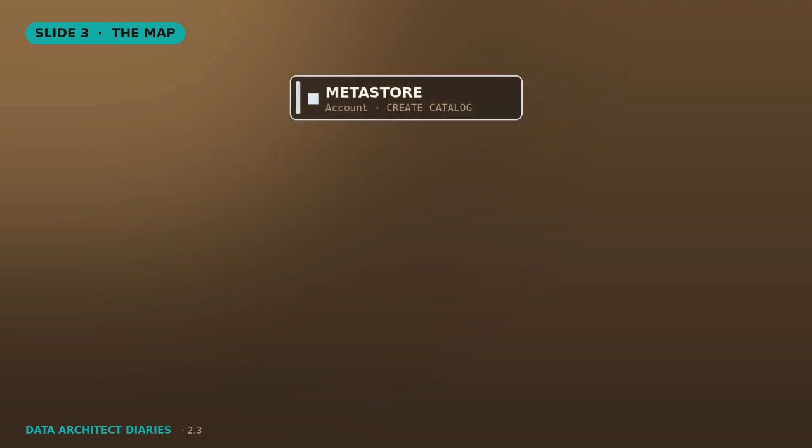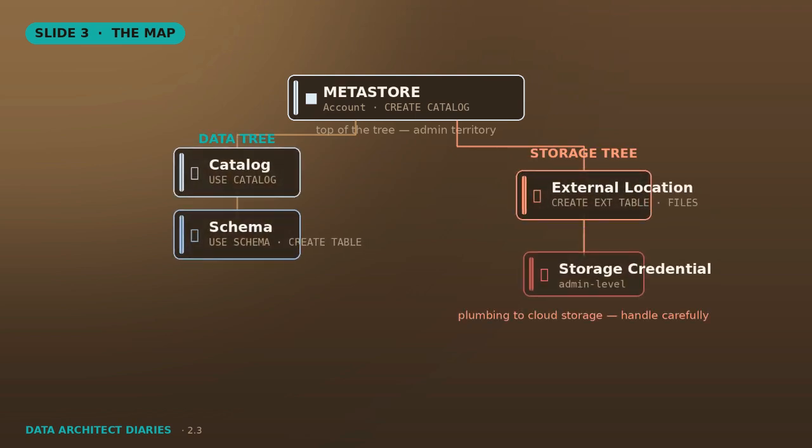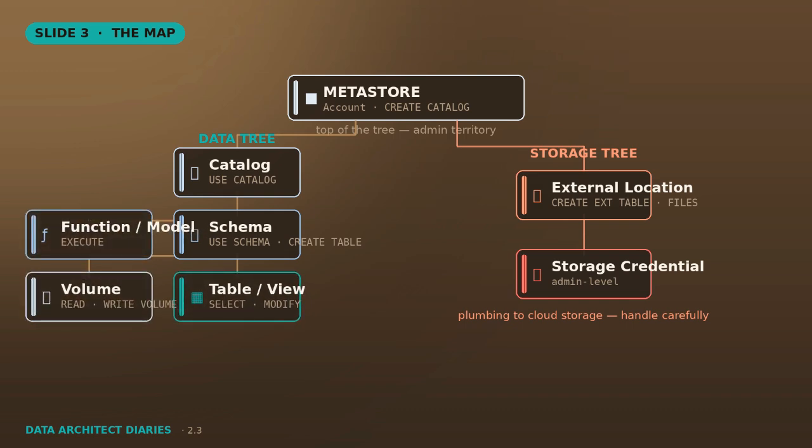Below it, the tree splits into two branches. Branch 1, the data tree. Catalog to schema, then your tables and views with select and modify, volumes with read and write volume, functions and models with execute. This is where you will spend 90% of your governance life. Branch 2, the storage tree. External location and storage credential hang off the Metastore. That is the plumbing to your cloud storage. Sensitive, admin level, handled carefully.